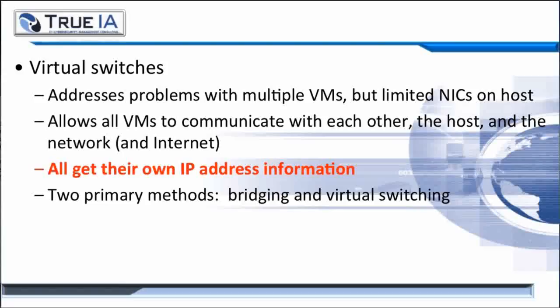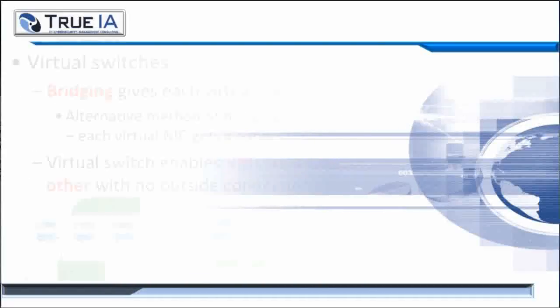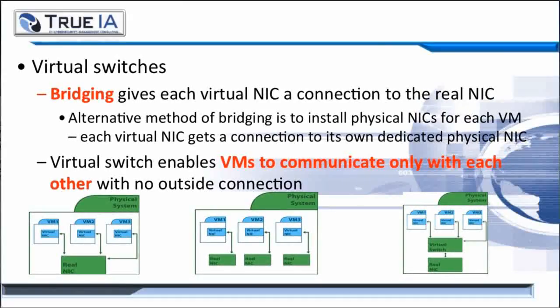The virtual switches allow the virtual machines to communicate with each other within the environment, as well as the host and the network, even the internet. All virtual switches, like a physical switch, get their own IP address information. Now, it does this by two primary methods, either bridging or virtual switching. Bridging gives each virtual NIC a connection to the real NIC, whereas virtual switching enables the VMs to communicate only with each other and no outside connection.